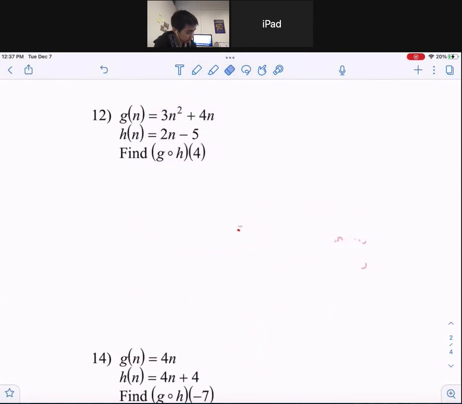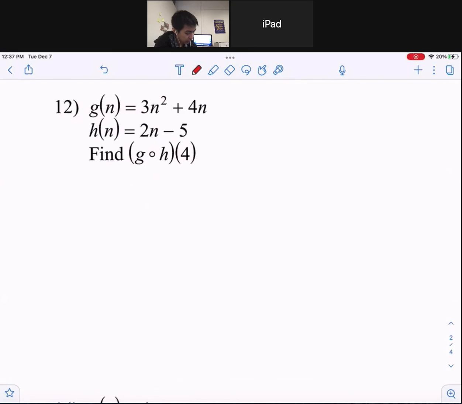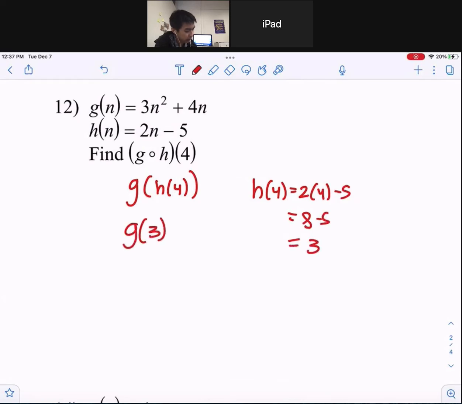Okay, 12. This is g of h of 4. So plug in 4 into your h function. So we get h of 4 is equal to 2 times 4 minus 5, which is 8 minus 5, which is 3. So this is g of 3. Now plug in 3 into your g function. 3 to the second plus 4 times 3. 3 squared is 9, so 3 times 9 is 27, plus 12, which is 39.